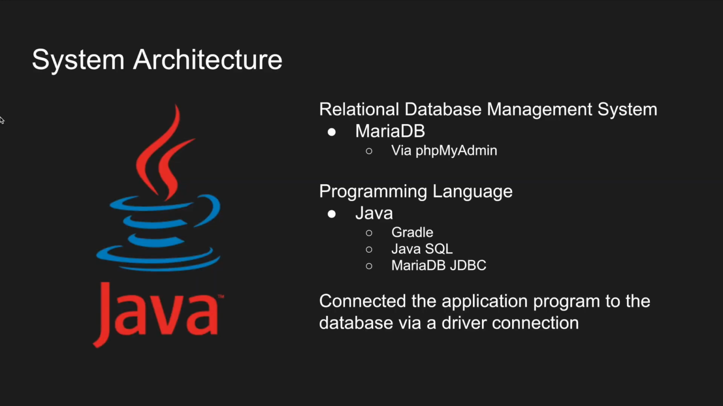System architecture. For our relational database management system, we've selected MariaDB as distributed by XAMPP. The GUI that we use to administrate the database is PHPMyAdmin, which is also shipped with XAMPP. We use PHPMyAdmin to accomplish a variety of tasks, including initializing the database, importing our generated dataset, and setting security parameters for accessing the database.